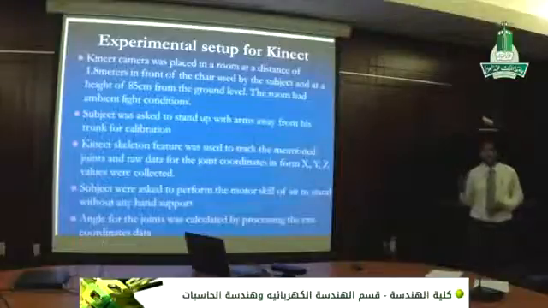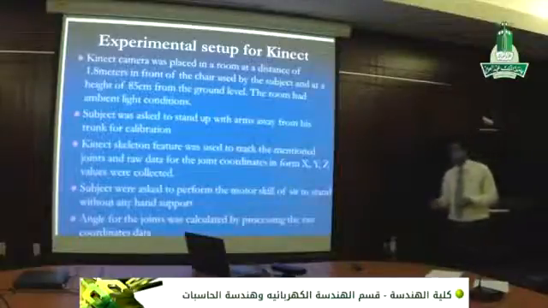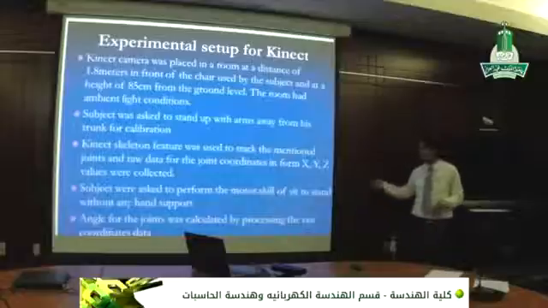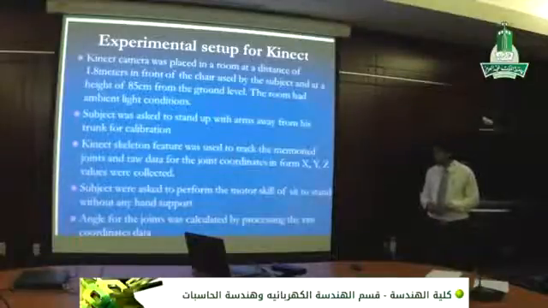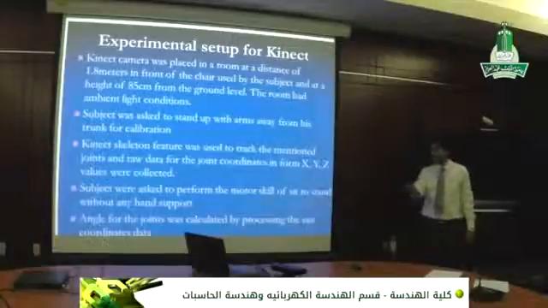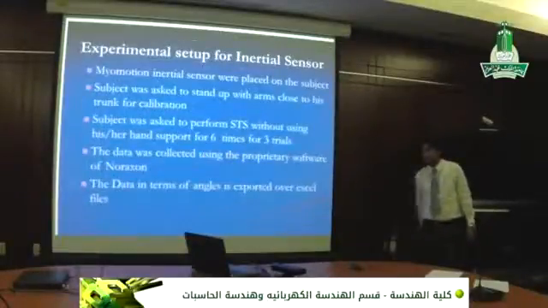Kinect skeletal features were used to track the mentioned joints, and raw data for the joints were calculated in terms of x, y, and z coordinates. Angles for the joints were calculated by crossing the raw coordinates that we derived from the Kinect.